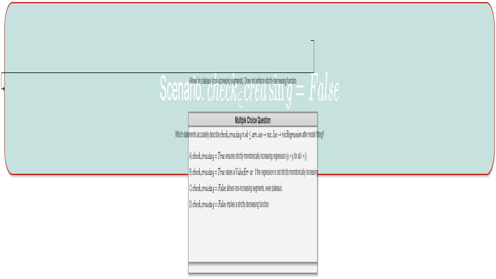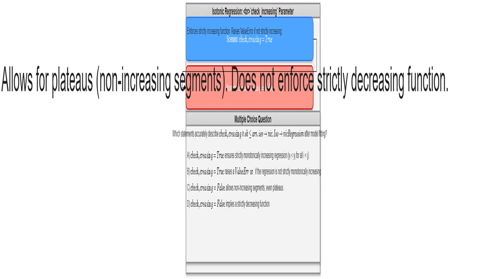This is just letting you know a multiple-choice question will follow, testing your understanding of the `check_increasing` parameter. This is the actual multiple-choice question. You're going to choose from several options describing the behavior of the `check_increasing` parameter. Option A incorrectly states that `check_increasing` equals `true` forces a strictly increasing function, meaning no plateaus are allowed. It only enforces a non-decreasing function, allowing plateaus.